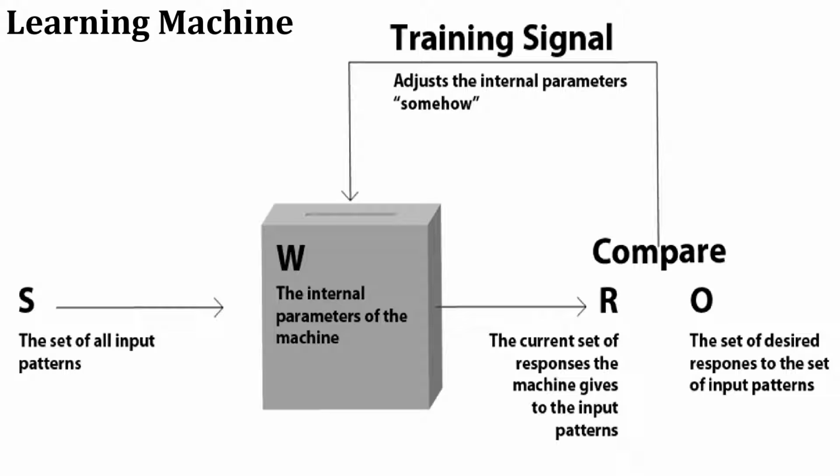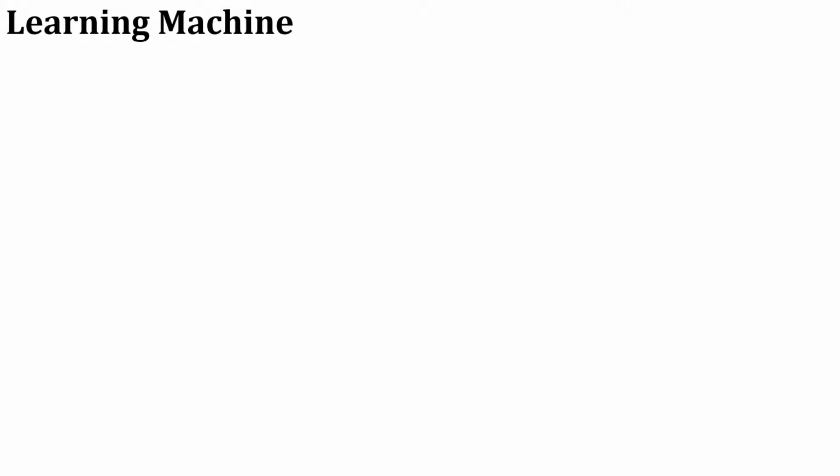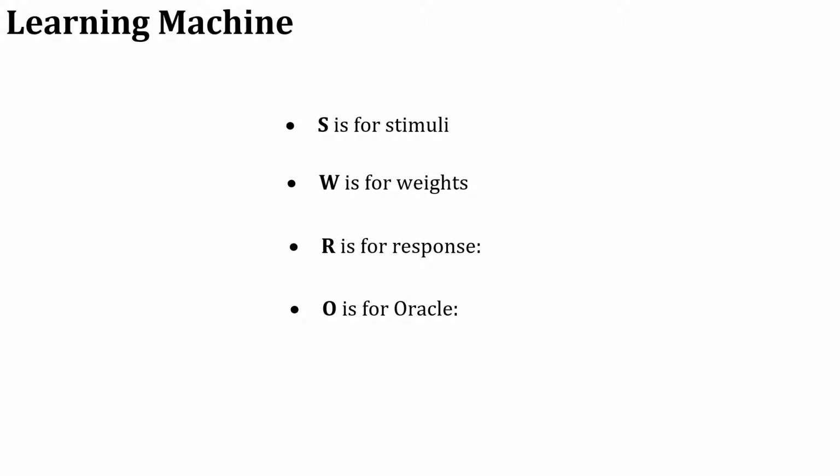In fact, from some theoretical perspectives, we only really care about the exact method of comparing the response and the desired response. In practice, though, everything inside the machine matters, and everything that comes before the machine and the environment matters. So here's a little story to help you remember those letters, because we're going to see them frequently in these lessons. S is for stimulus, W is for weights, R is for response, and O is a magical oracle that just happens to know what the correct response is given any input.